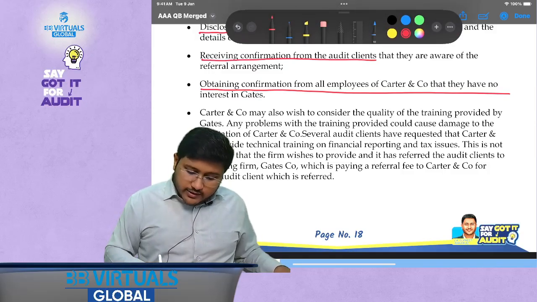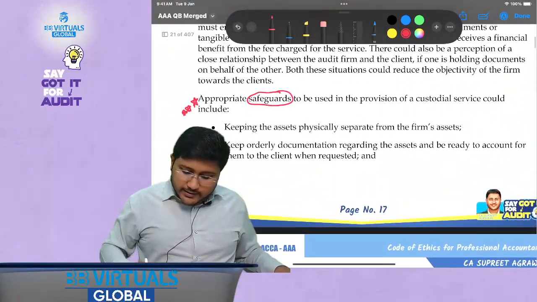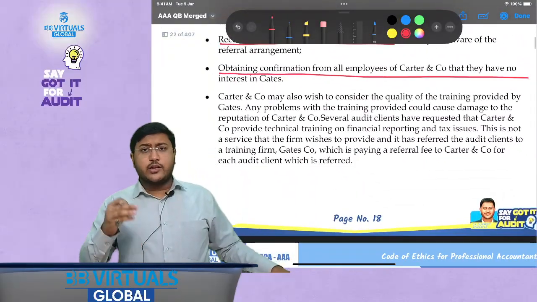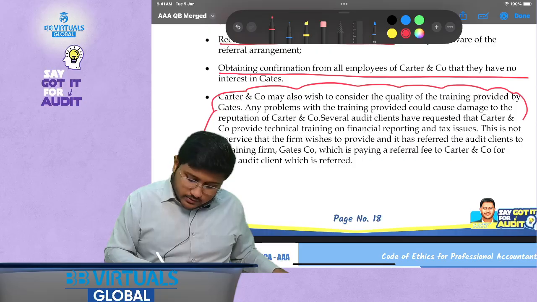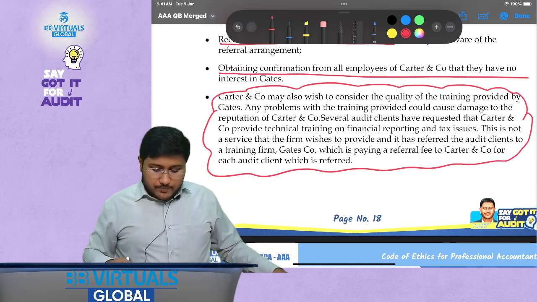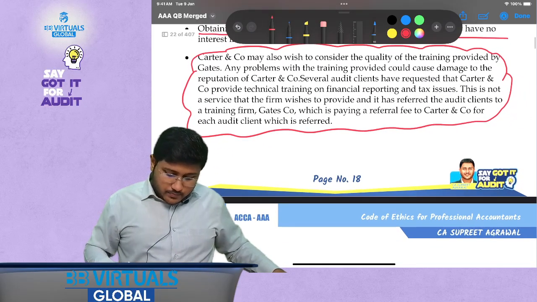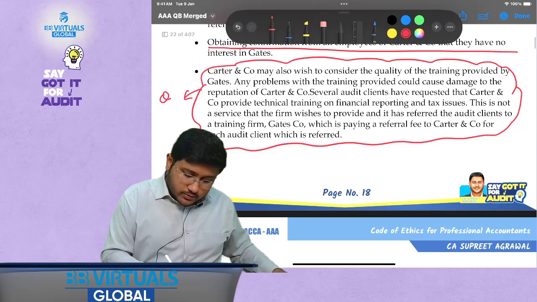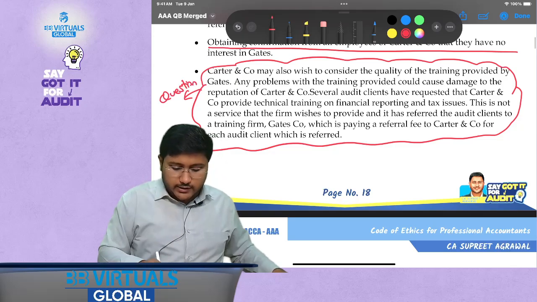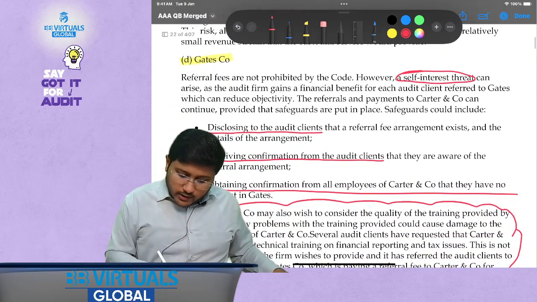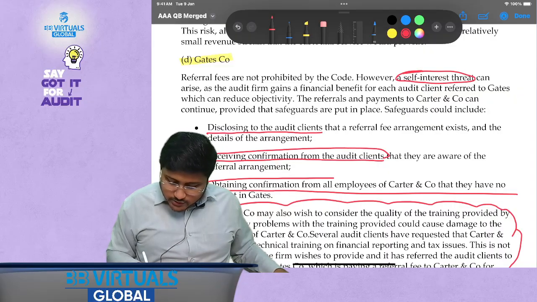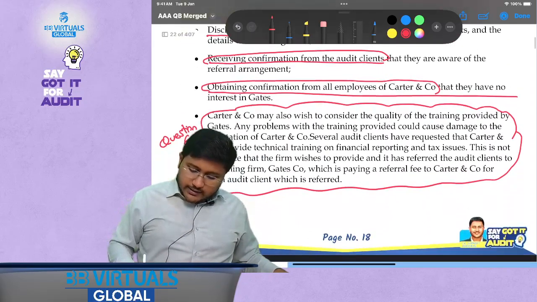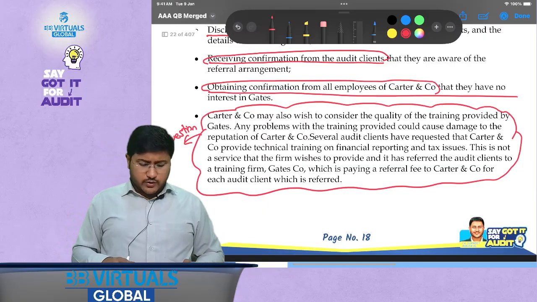This was the question that should have been posted here, but by a printing mistake or maybe a copy paste error, an alignment error, it has been pasted elsewhere. So this is the question and this was the answer we have studied just now. I hope this is clear. What are the safeguards? Disclosure to the audit clients, receiving confirmation from the audit clients, and obtaining confirmation from all the employees of Carter and Company. This is nothing but the referral fee arrangement.